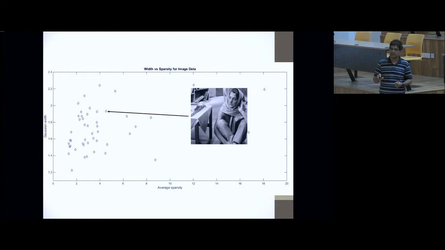Okay? And this is the average sparsity over the set of patches. So roughly you see that the width grows roughly as the square root of the sparsity, but there are many other factors here. Maybe average sparsity is also not the best choice, but in any case you see a correlation between sparsity and Gaussian width.